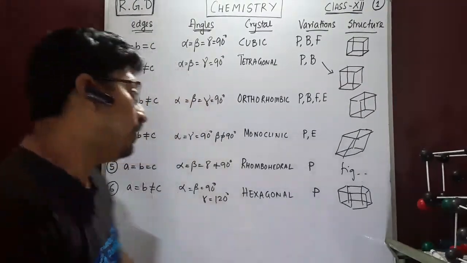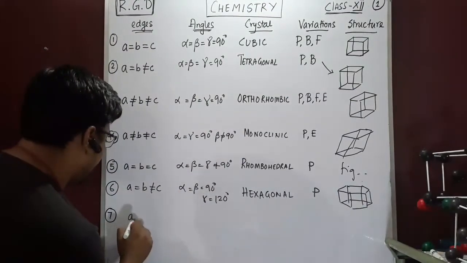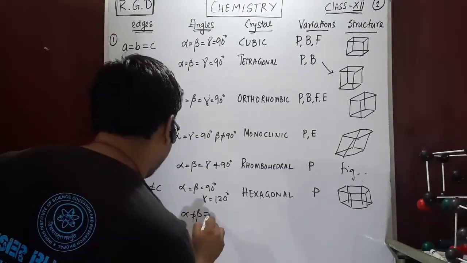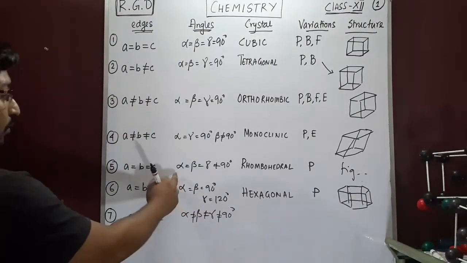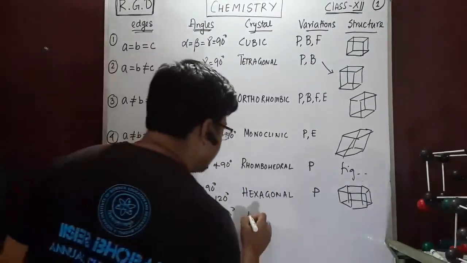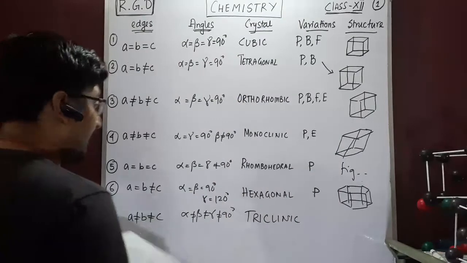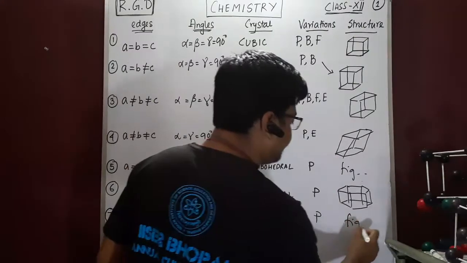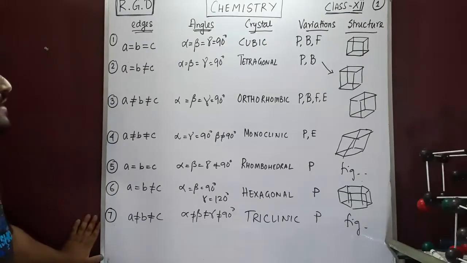And number seven, in case you have all unequal, like A not equal to B not equal to C, and alpha not equal to beta not equal to gamma, and not equal to 90 degrees. Here in the previous case all were the same but not 90 degrees, but here all are unequal. So this is known as triclinic. They possess only a primitive lattice, and you can see the figure from the model. Okay, now these are the seven crystal systems.